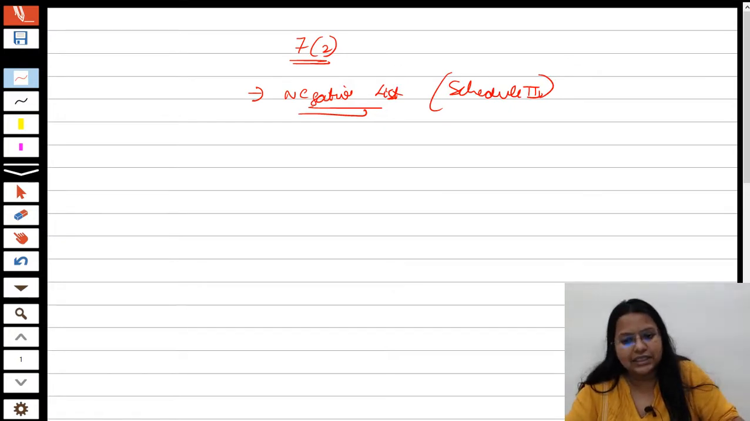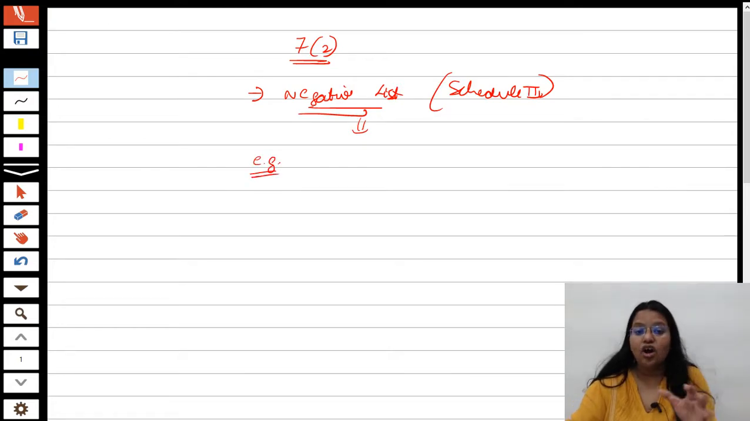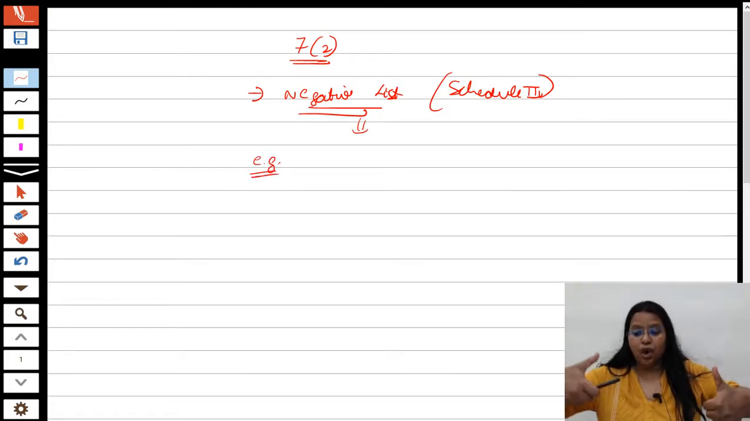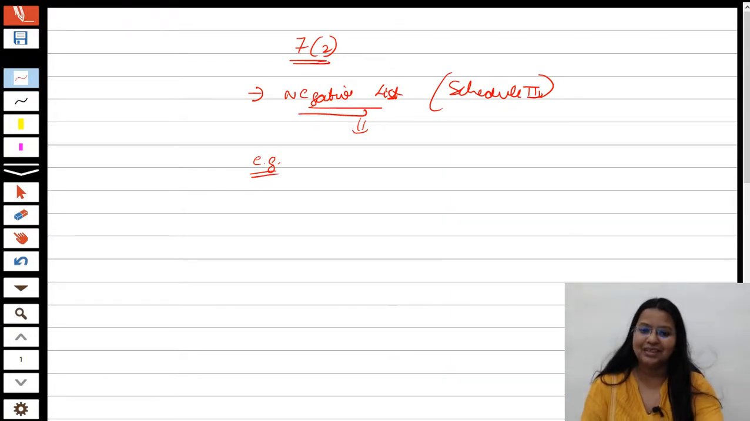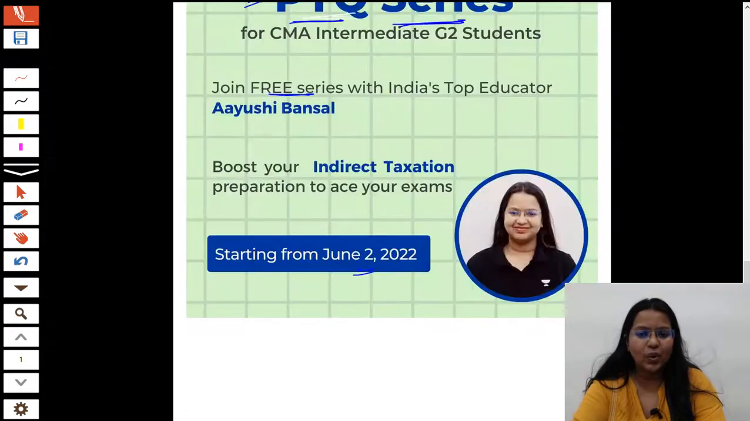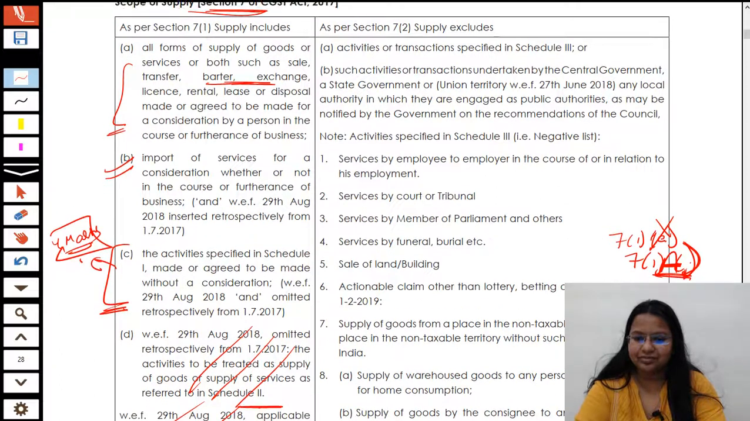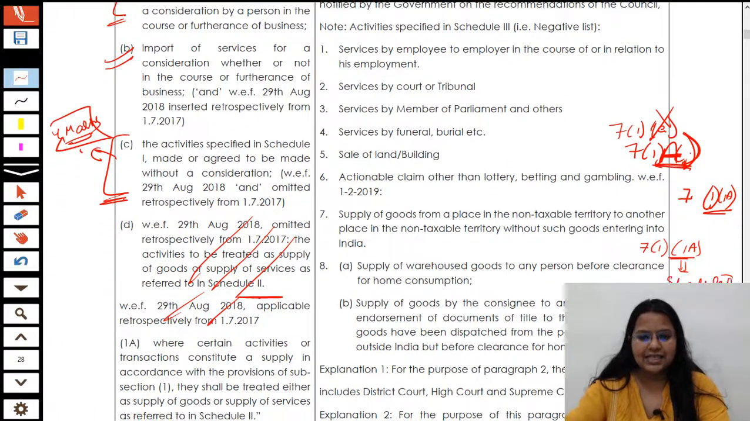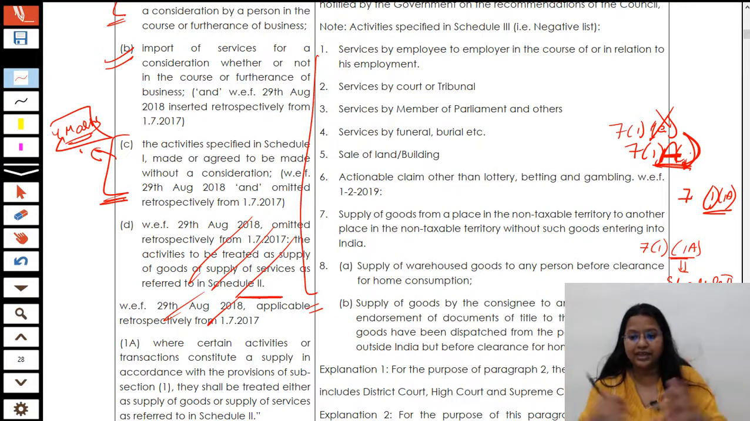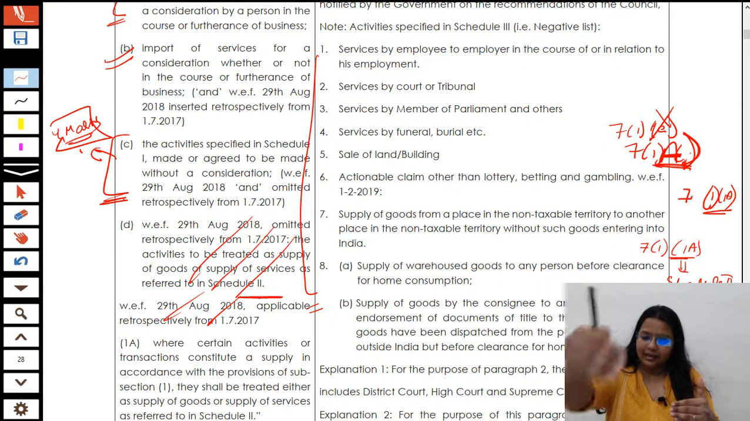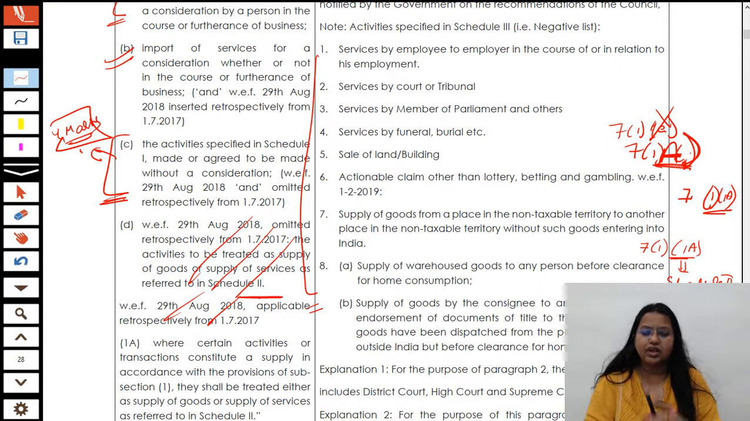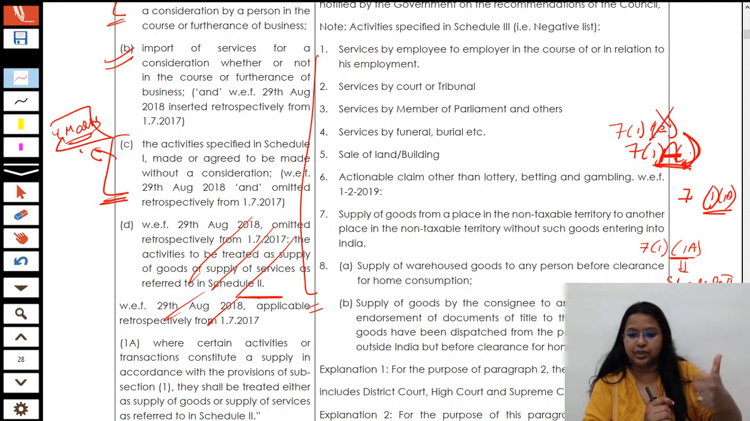For example, in the negative list, students, supply of services by an employee to the employer in the relationship of his employment is under the negative list. Great. Now these are the negative list, schedule 3, but in which manner we are going to apply these, students, later on, in this session or in the next session, I will tell you about schedule 1, schedule 2 and schedule 3. So we will cover all the schedules at one point.